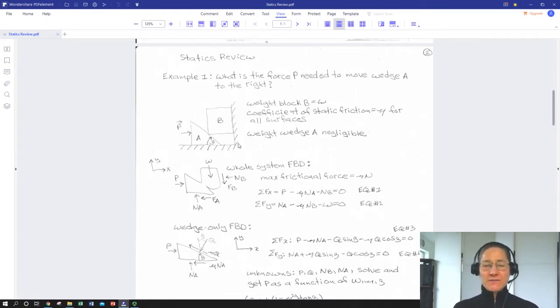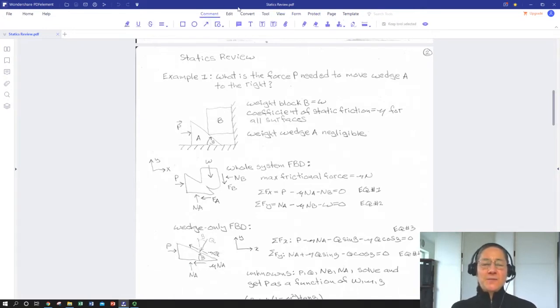This would be kind of the minimum force to maintain this system in static equilibrium, because obviously your block B is pushing down, and so in order to keep things just on the edge of moving to the right, that would be defining equilibrium.